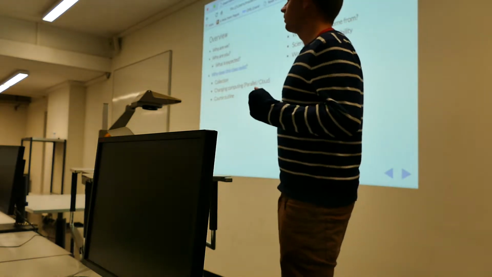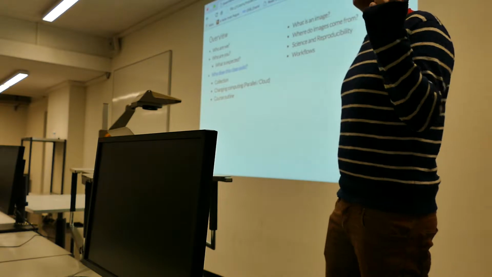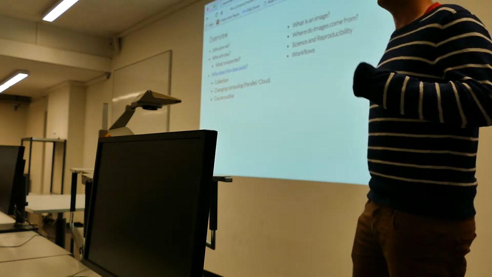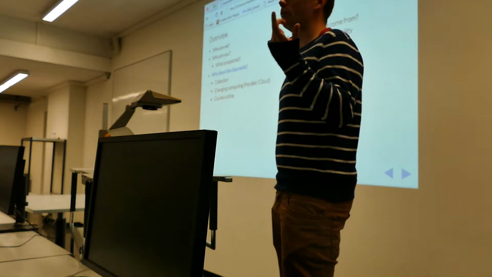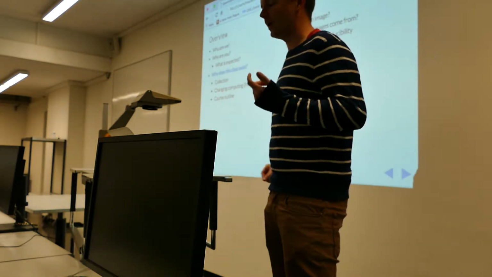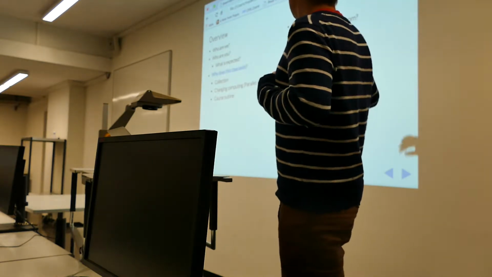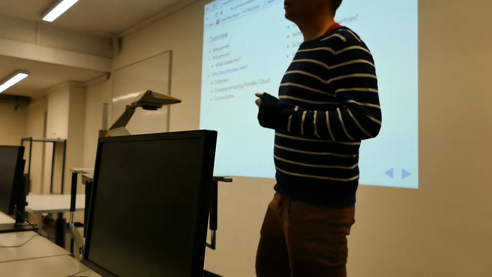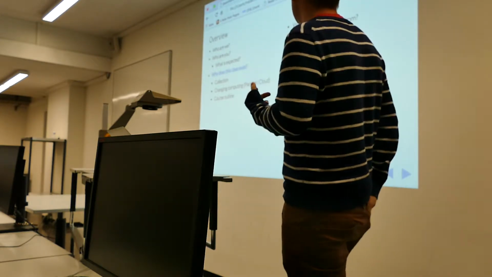And then the idea of why this class even exists. I'm sure, as most of you know, there are computer vision and other image processing classes at ETH, and why did we go through the effort to make this class if they already exist, and what are the differences there. And then we'll talk a little bit about what an image is, where images come from, and understanding that basis.